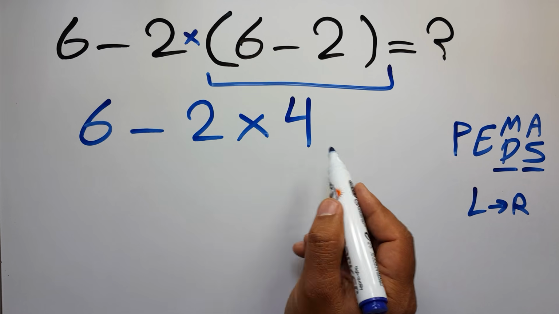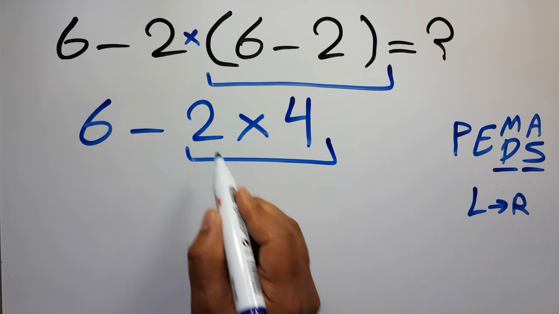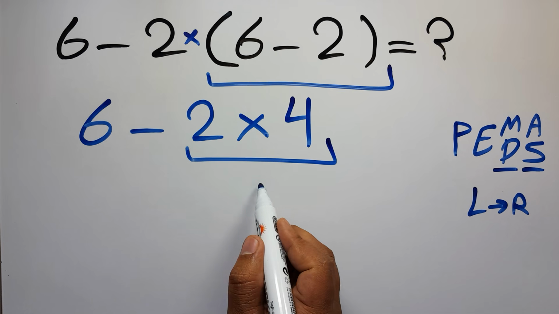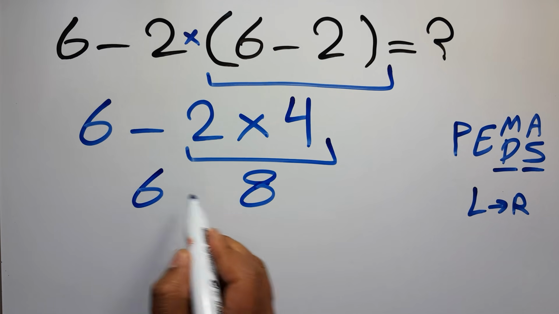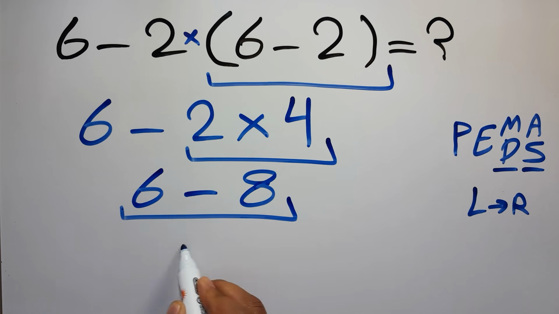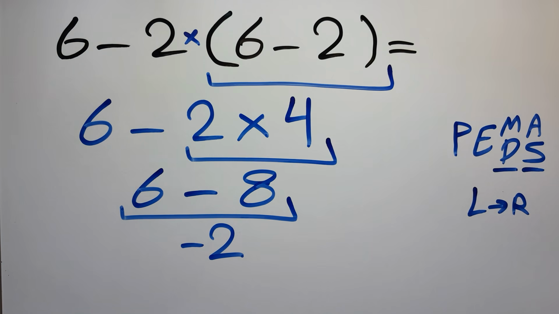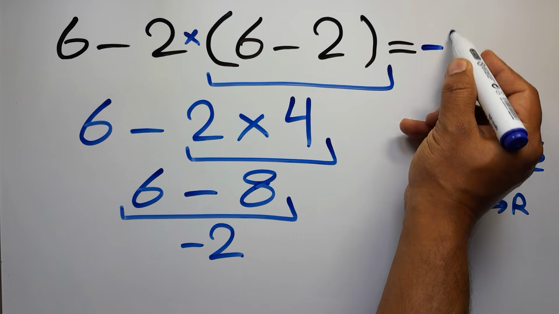2 times 4 equals 8. So we have 6 minus 8, which equals negative 2. And this is our final answer to this problem. The correct answer is negative 2.